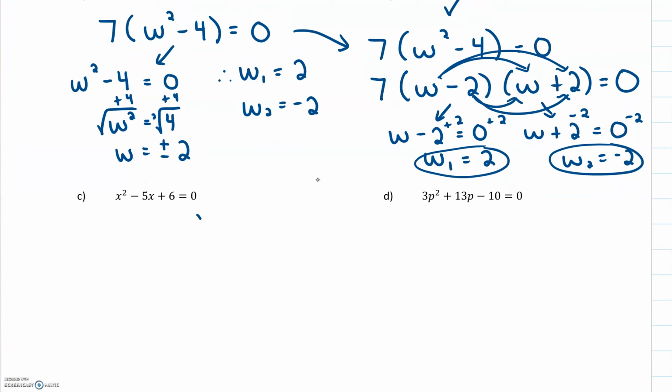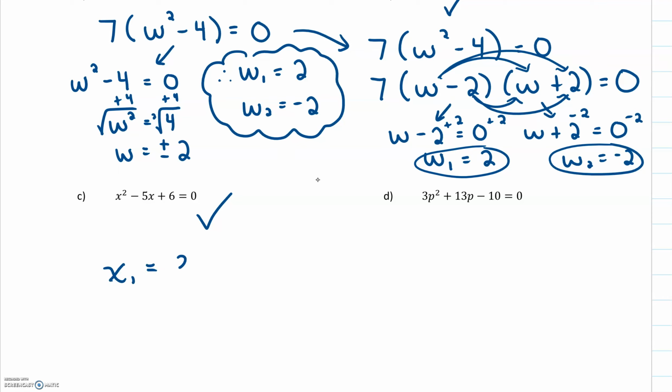Now these ones were well done, okay? x squared minus 5x plus 6. Some of you guys forgot to solve, so at the end, I need a therefore statement with 2 answers, okay? So w or n or whatever, I need 2 answers. In this case, I believe the answer was x1 equals 3 and x2 equals 2. So at least you have the answers.